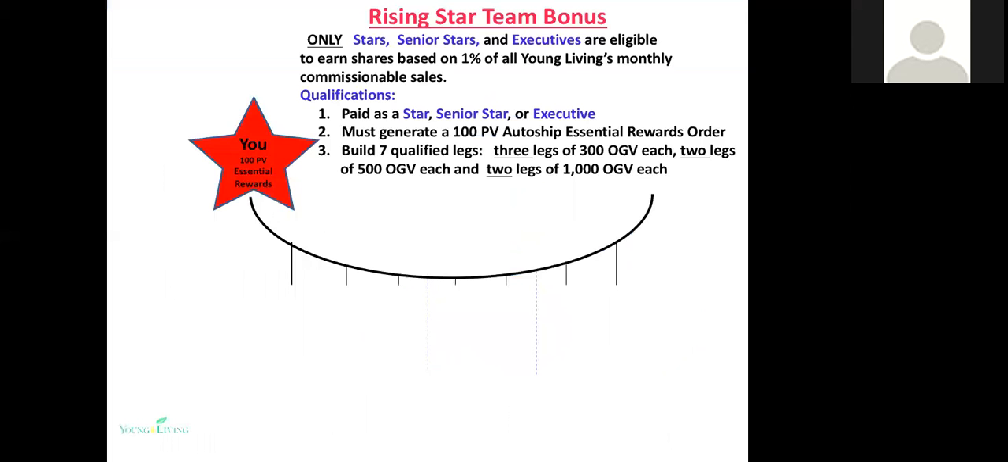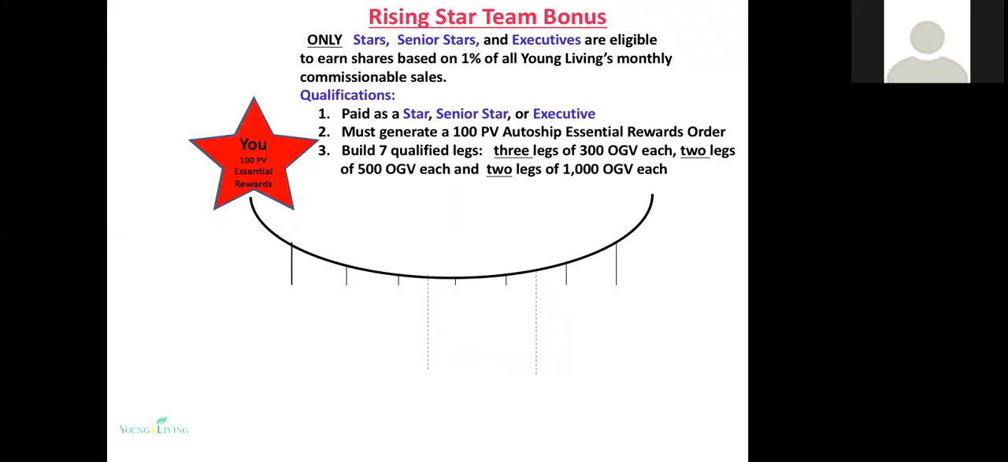Now, the next part of this training is about the Rising Star Team bonus. And this is a fantastic bonus that a lot of members have either forgotten about, or they don't realize how close they are to qualifying for it. And so they end up not qualifying and losing out on getting some of the payout from this particular bonus.